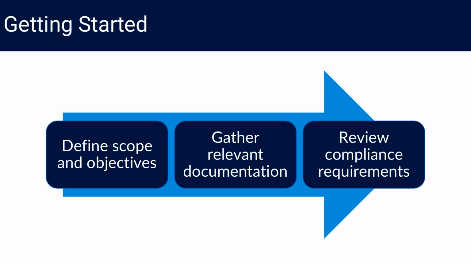You may be asking, where do I start? Assessing your HR system involves evaluating its effectiveness in achieving the organization's goals and meeting the needs of employees. To start an HR assessment for your child care business, begin with these steps. First, define the scope and objectives. Next, gather relevant documentation. And finally, review compliance requirements. Let's take a closer look at these steps.